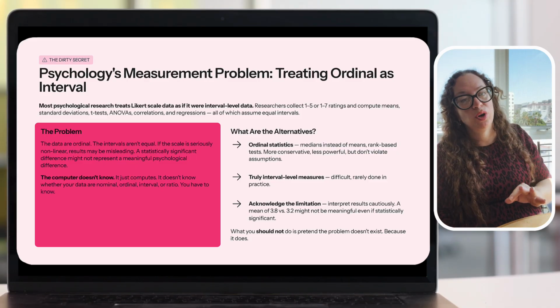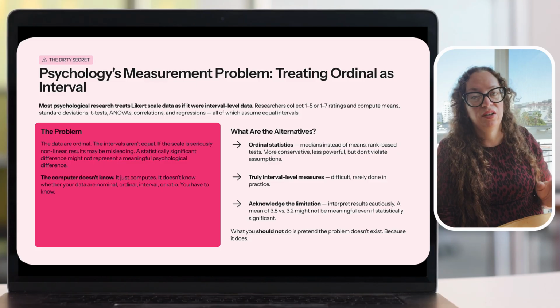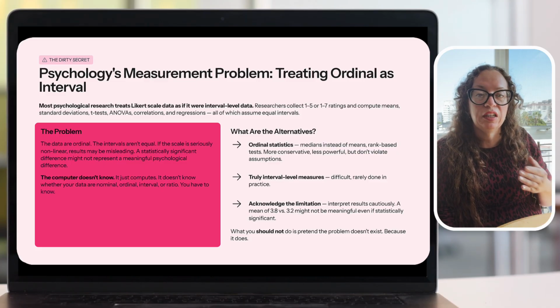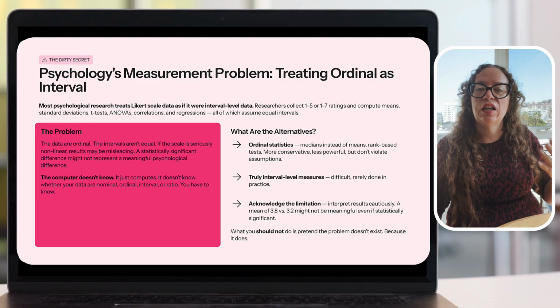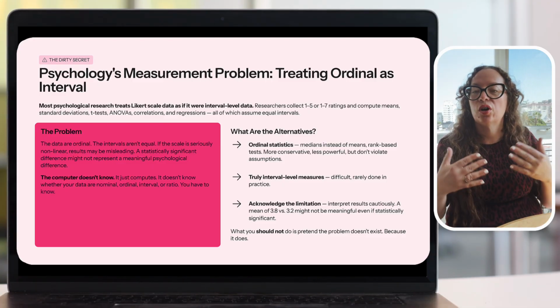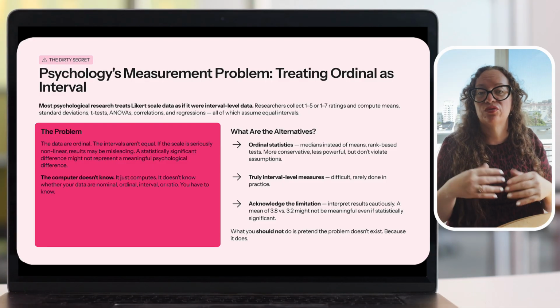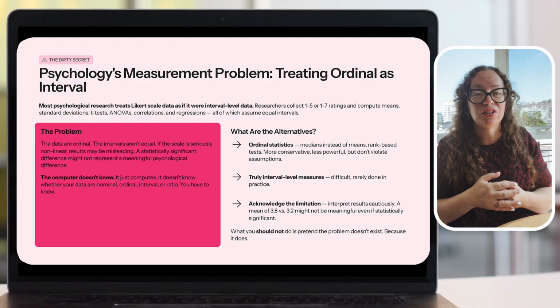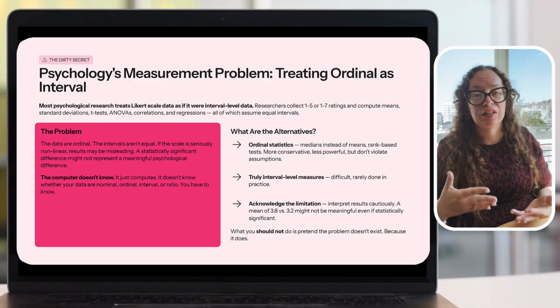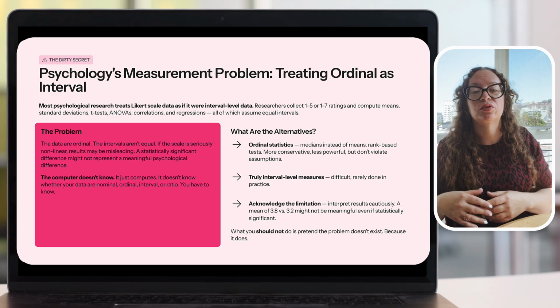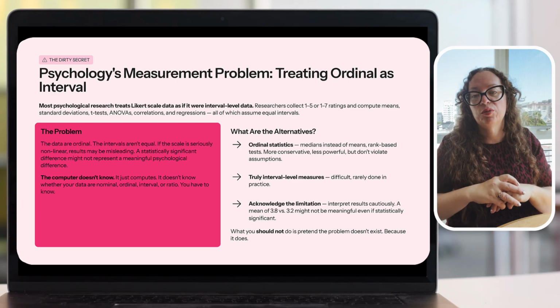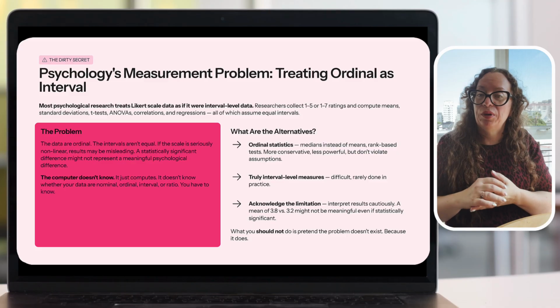Sometimes yes, sometimes no, and usually we don't know which. If the intervals are approximately equal, if the violation of the assumption isn't too severe, the analyses are probably fine. The results are approximately right. But if the intervals are very unequal, if the scale is seriously nonlinear, the results might be very misleading. So a statistically significant difference might not represent a meaningful psychological difference. The numbers might look impressive, but not mean a lot.